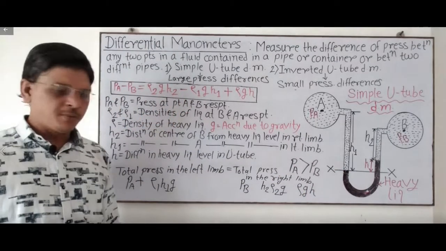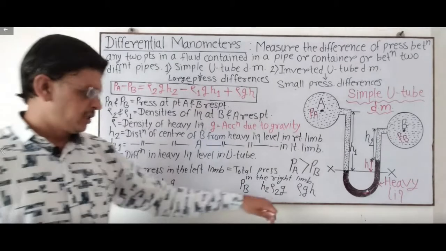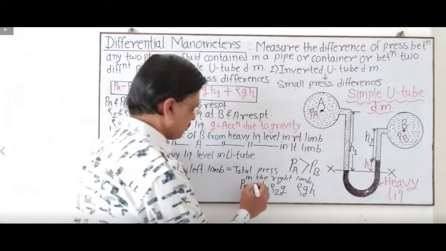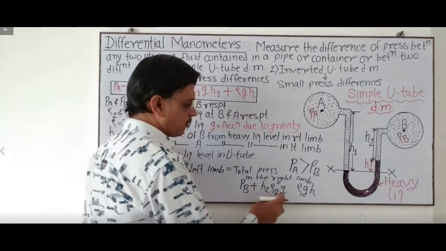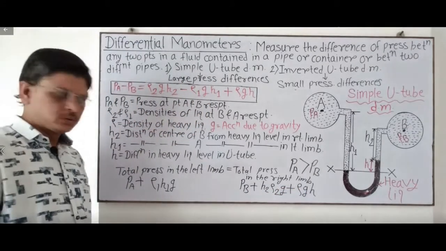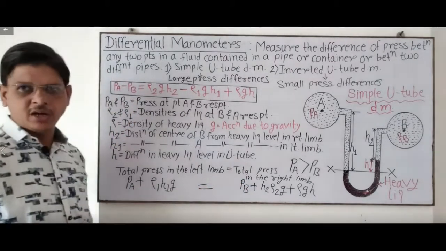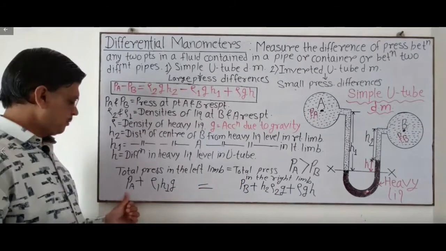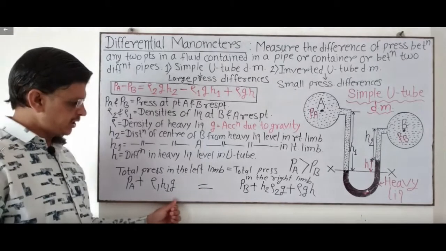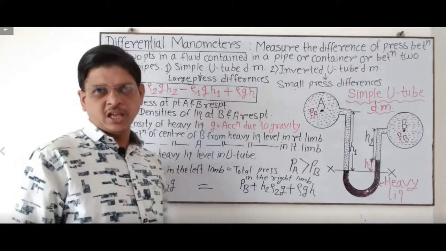So the total pressure in the right limb is the sum of these three pressures: PB plus H2 ρ2 G plus ρGH. This is what we get from the equilibrium condition. So PA plus ρ1 H1 G equals PB plus H2 ρ2 G plus ρGH.